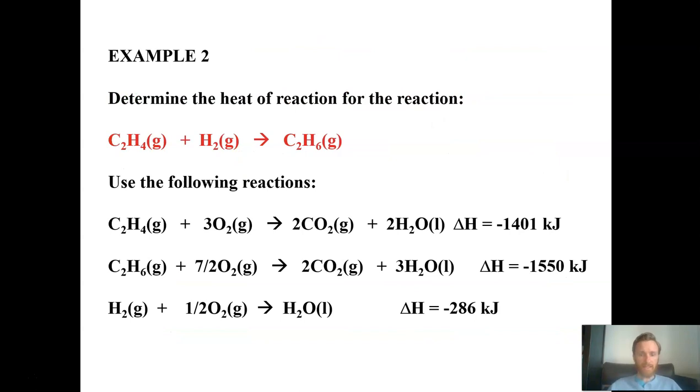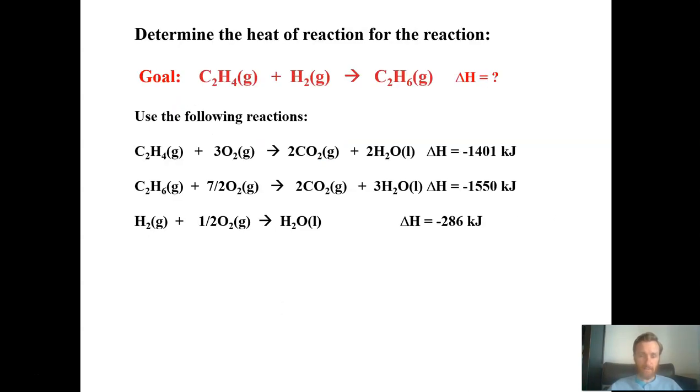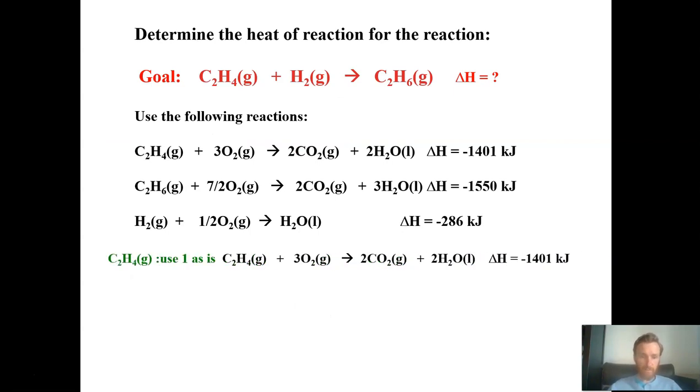So there's a second example on the board. Determine the heat of reaction for the following reaction. We have ethene plus hydrogen going to ethane gas. And we have some following equations that you may be given in this practice problem. So again, we're just going to manipulate. We're going to use the first equation as is, because that's the form that we want. The hydrogen, we're going to use equation number 3 as is, because again, it's on the left, it's a reactant, and the coefficients are good, so we can use it.